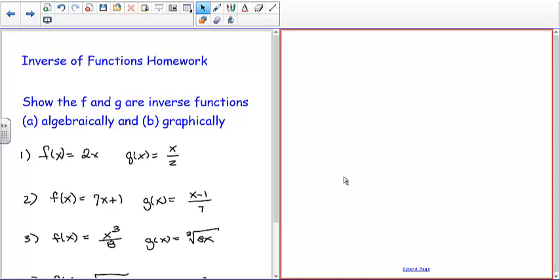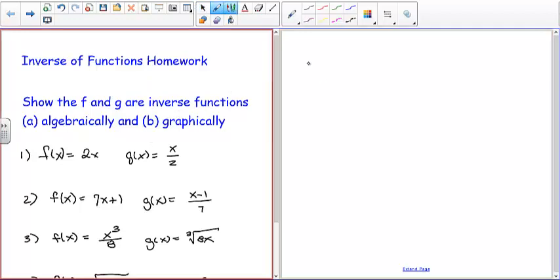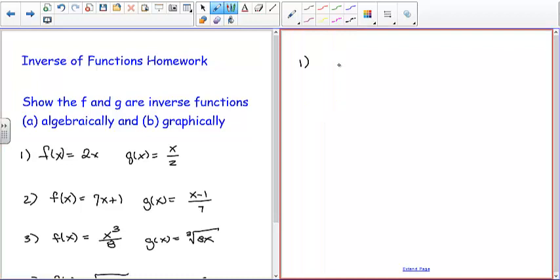So this is our inverse functions homework, or inverse of functions homework. The first one is just to show that these two functions, f of x and g of x, are inverse functions of each other algebraically and graphically. Remember, the algebraic way is just to do f of g of x and g of f of x, and they should equal x.